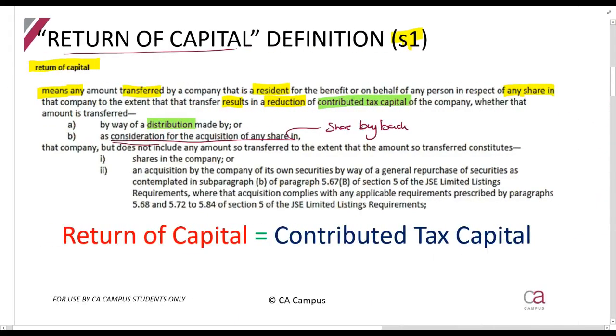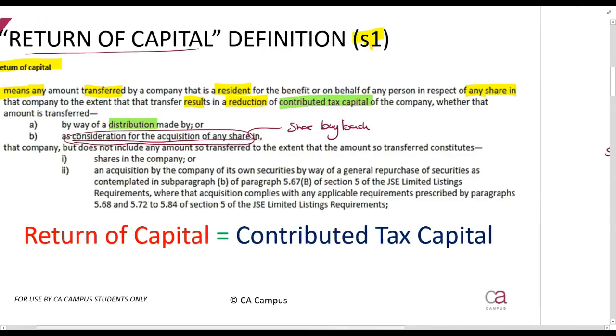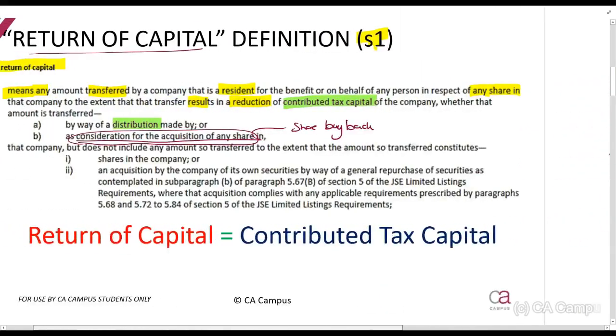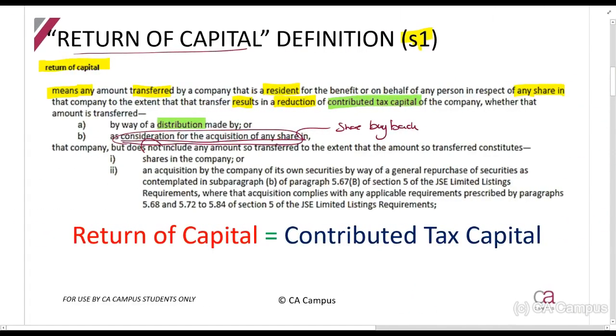So they're saying that when you buy back your shares, that is also return of capital, the CTC part. We know the dividend's also a dividend part, if you look at the definition of a dividend. So that's what they're referring to there. But it does not include shares in the company, so this is a capitalization issue. So if you issue shares to someone, there's no return of capital, or an acquisition by the company of its own securities in terms of JSE.